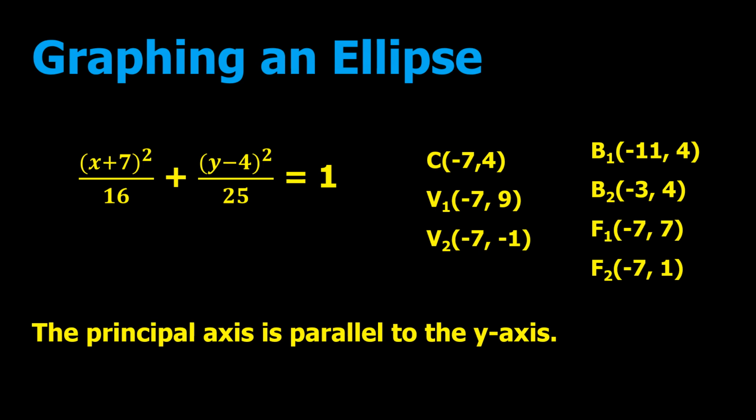For the foci, since the value of c is equal to 3, then we will add and subtract 3 to the ordinate of the center. So 4 plus 3 is 7, 4 minus 3 is 1. So the foci are located at negative 7, 7 and negative 7, 1.